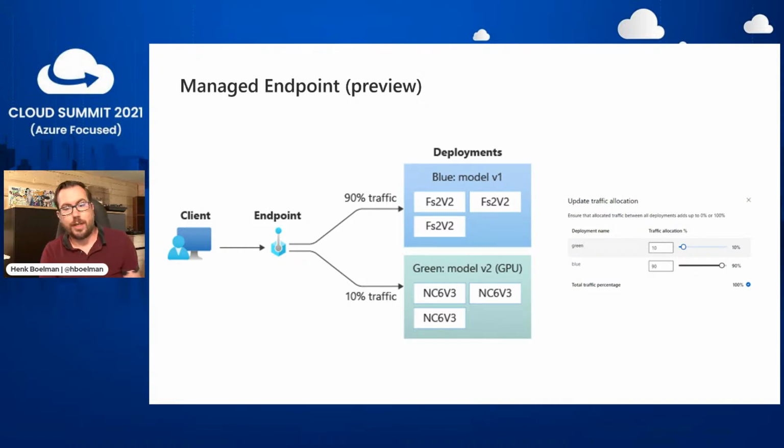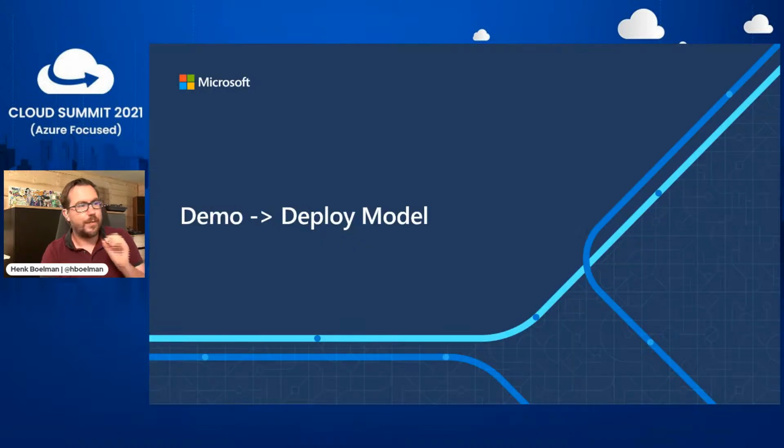And if my deployment from model 2 is better, then I can route all the traffic to that by using the CLI or by just using the visual interface in the ml.azure.com portal. So let's see how that works. I think I still have a few minutes to show you that.